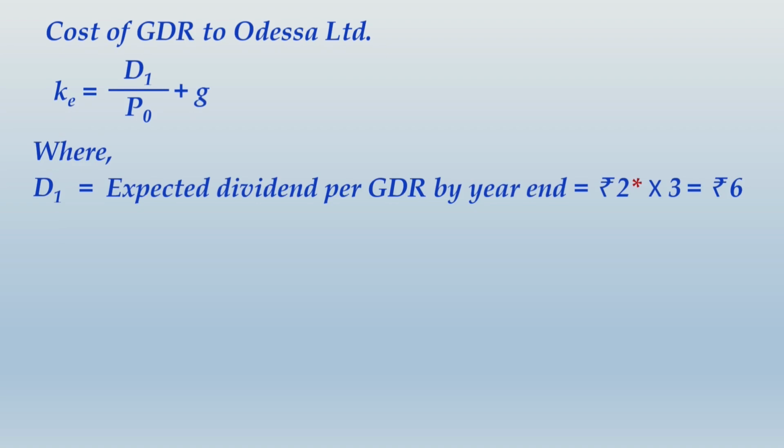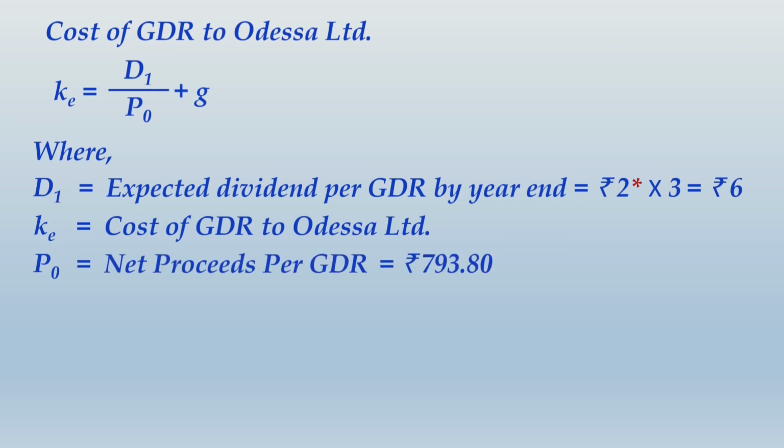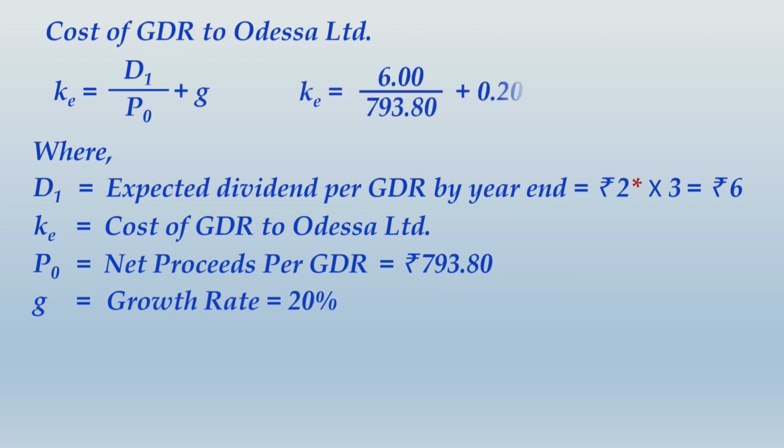D1 is the expected dividend per GDR by year end. So rupees 2 is basically the dividend per share, and because there are 3 shares underlying each GDR, the dividend per GDR will be rupees 6. The KE as a symbol indicates the cost of GDR to the company. P0 is the net proceeds per GDR. Now here we have to understand that the calculations are made in Indian rupee value only. So the proceeds per GDR in terms of Indian rupee is rupees 793.80 and growth rate is given as 20%. That stands for G, and when you apply these calculations, what you get is 20.76% as the cost of equity, or you can call it as cost of GDR to the company.